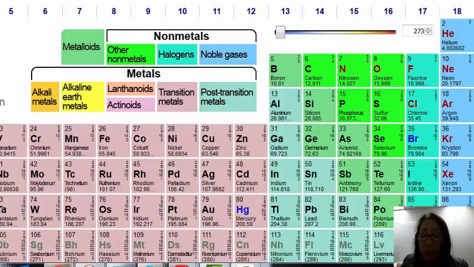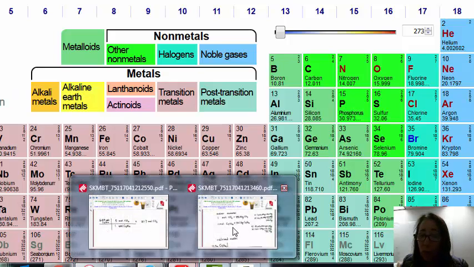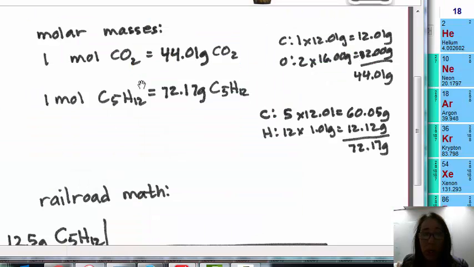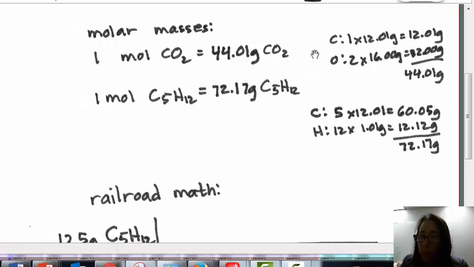So, going back to my calculation, which is right there. Alright, so I multiply 1 by 12.01 grams to get 12.01 grams, 2 times 16 to get 32, and when I sum those masses, I get that 1 mole of carbon dioxide is 44.01 grams. That's its molar mass. Then I have to calculate the molar mass of pentane.